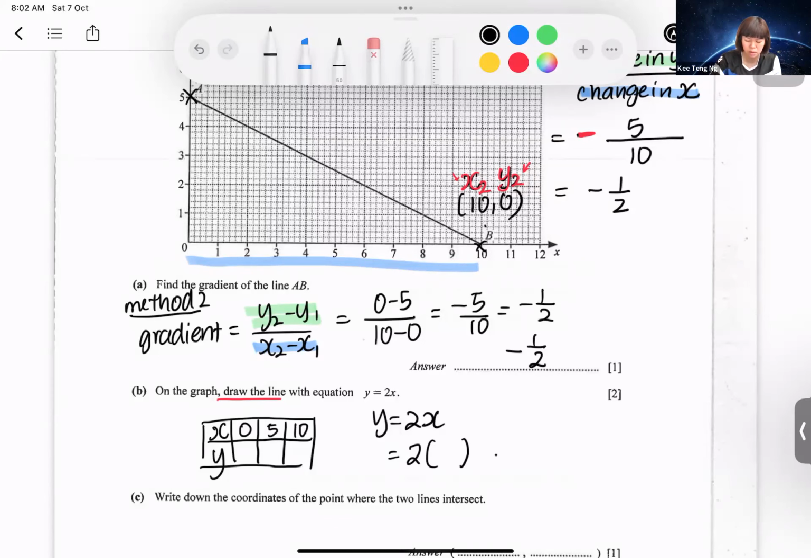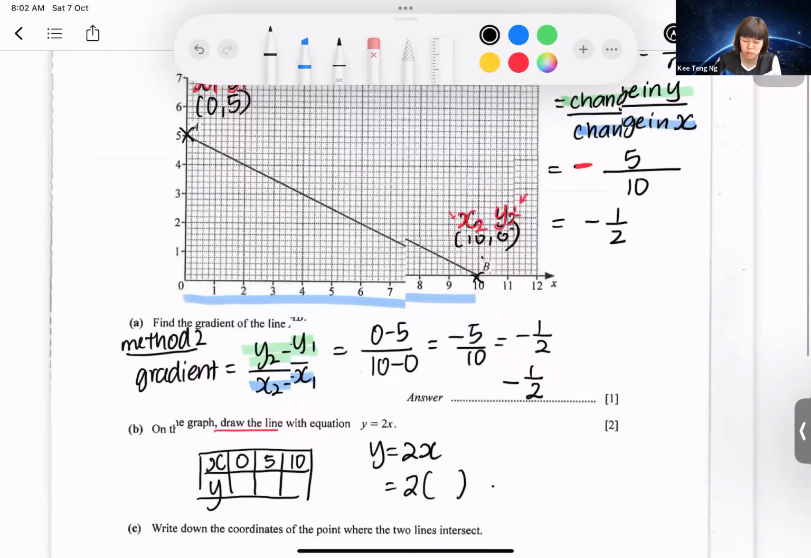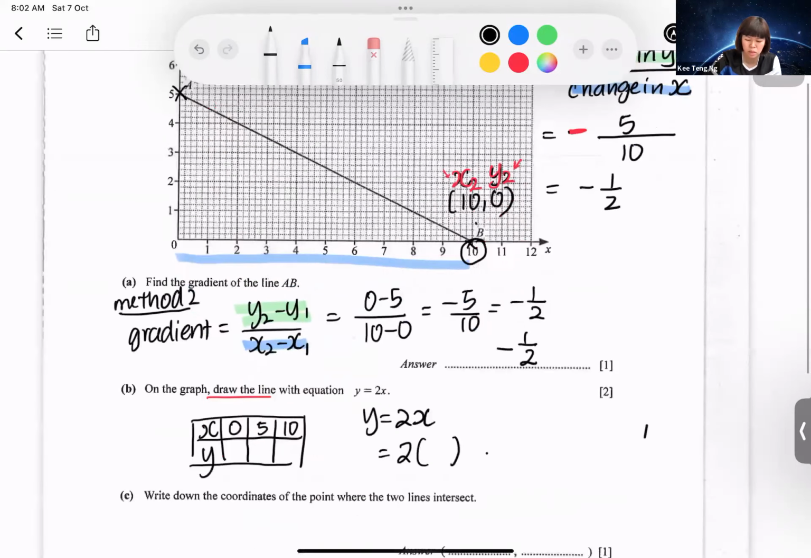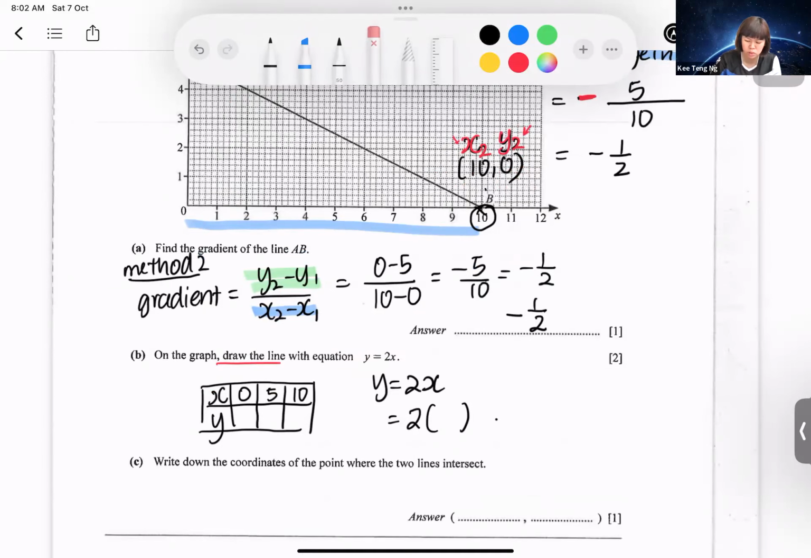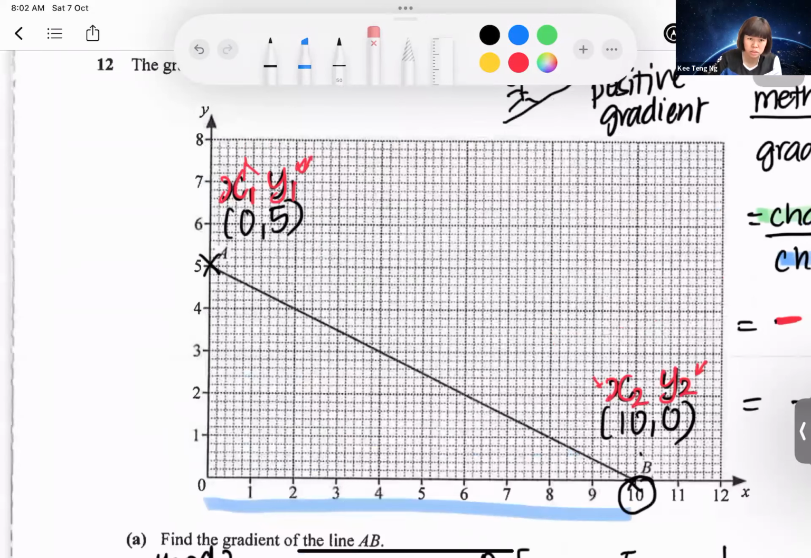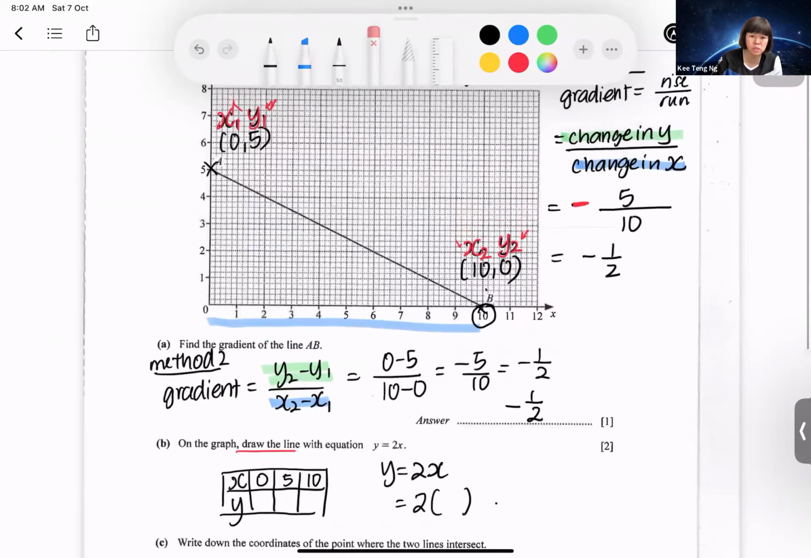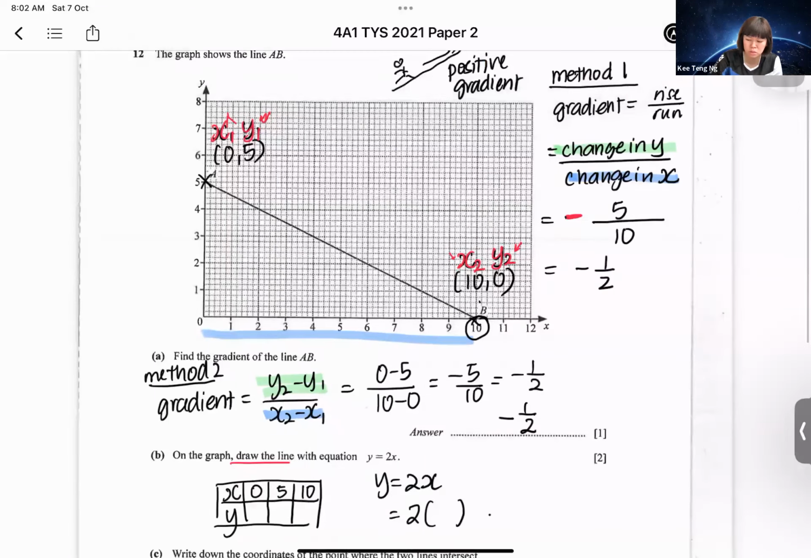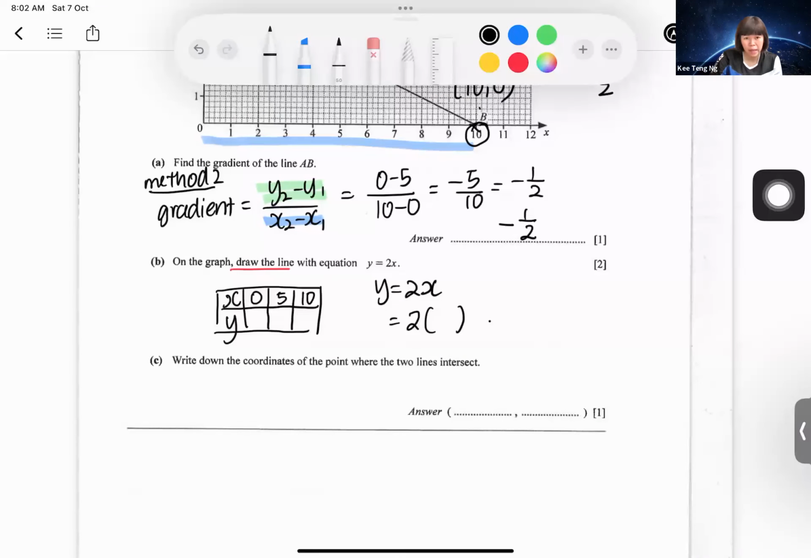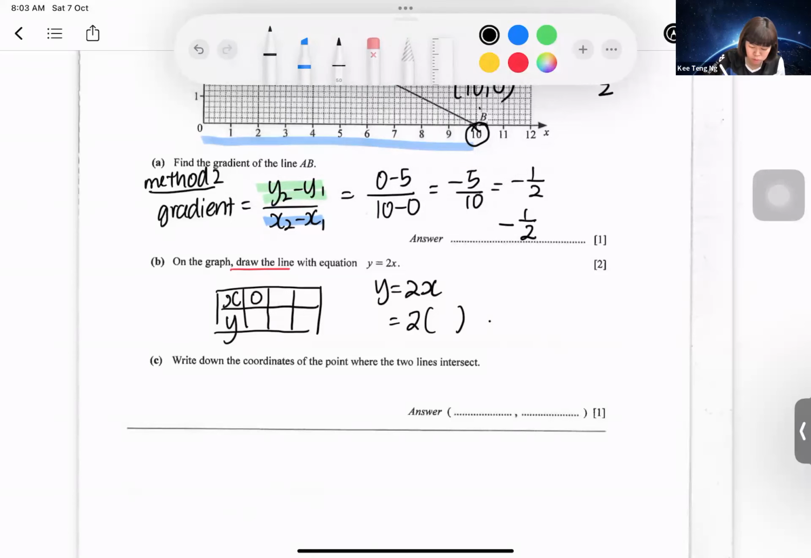Let me see. 10 times 2 is 20. My graph doesn't have the number 20. The vertical space has no 20. So in this case, I should not choose 10. I will choose maybe 0, 1, 2. To be safe, I'll just put 0, 1, 2. Or put 1, 2, 3 also can.